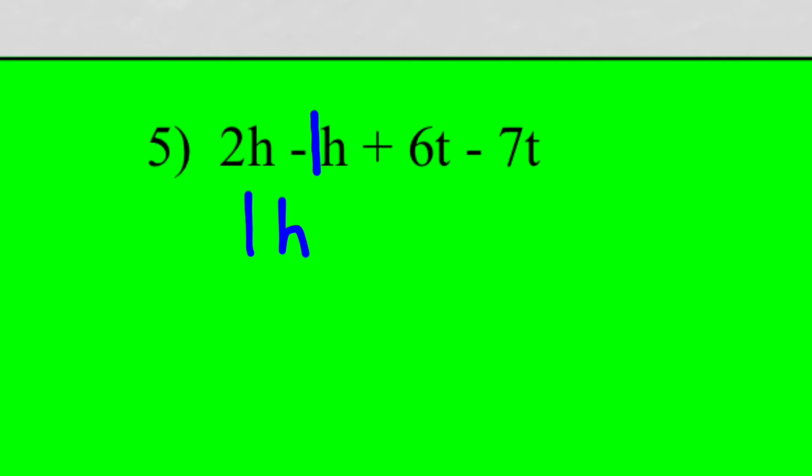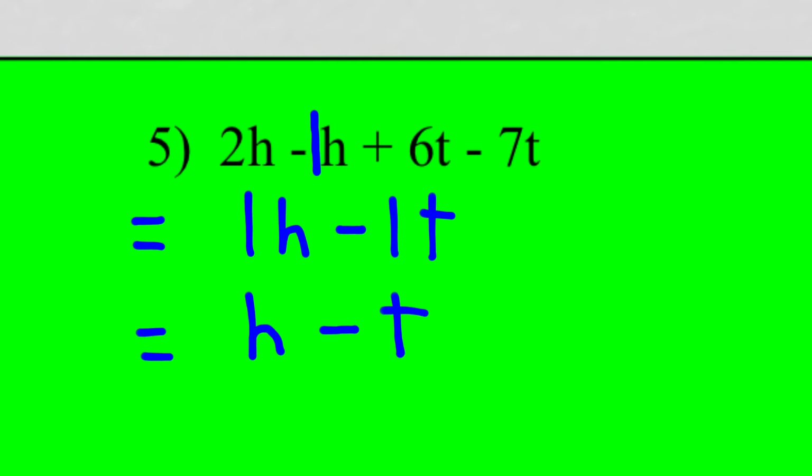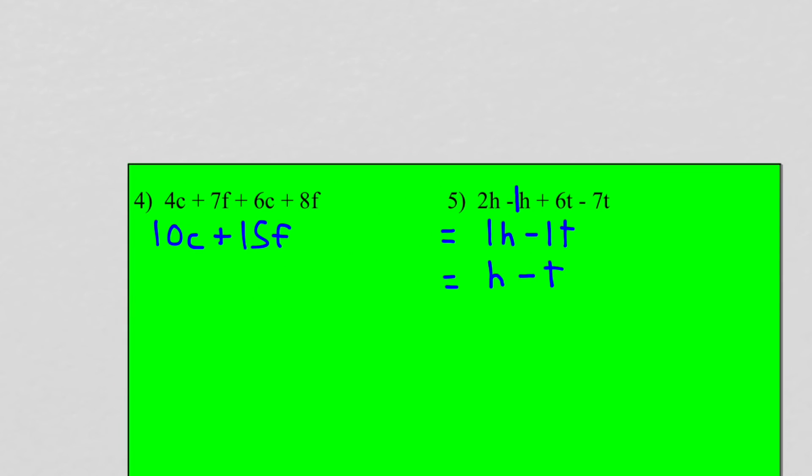And then for the t's, you have a positive 6t and a negative 7t. The signs are different, so you subtract them, and you have a negative 1t. And this could also be written as just h minus t. They mean the same thing. Okay, so that's how we combine like terms. Treat them just like integers.